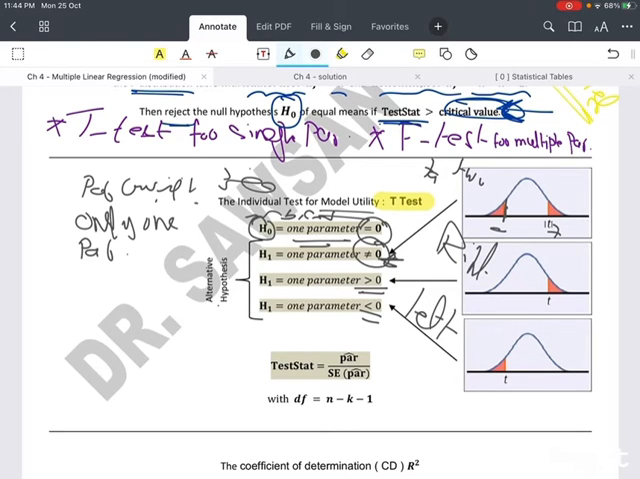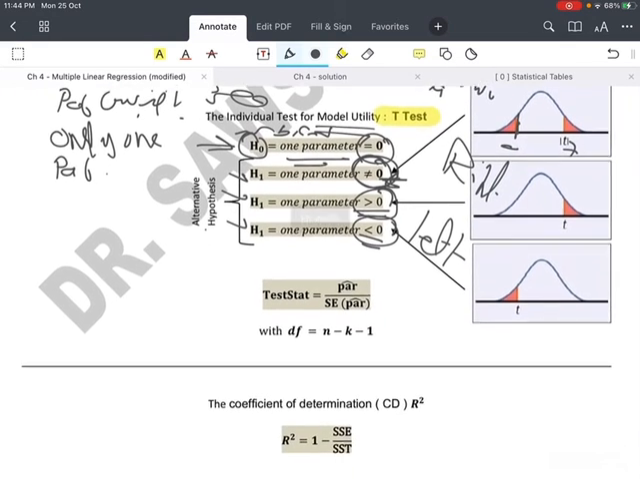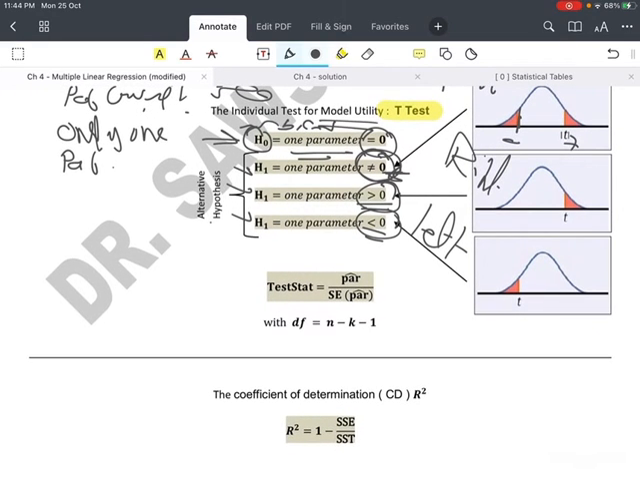So the null hypothesis doesn't change. You will change only the alternatives: if it is not equal to 0, greater than 0, or less than 0. And the test will be, as we said, the parameter over the standard error of the parameter. And it has degrees of freedom N minus K minus 1.